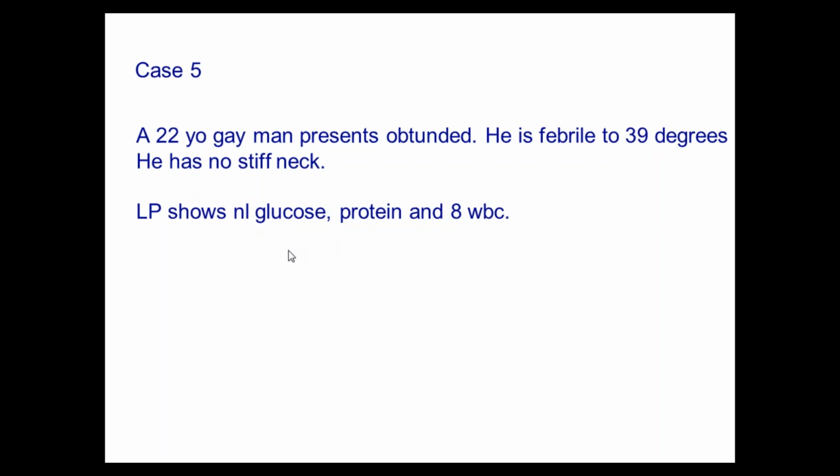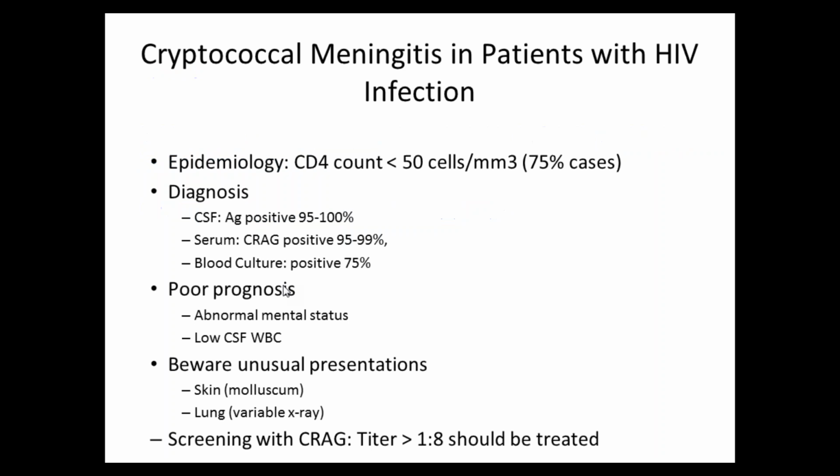Does he have toxo? Does he have cryptococcal meningitis? And the answer in this particular case is that that's a very classic presentation for cryptococcal meningitis. So the epidemiology of crypto is that their CD4 count is less than 50 cells.